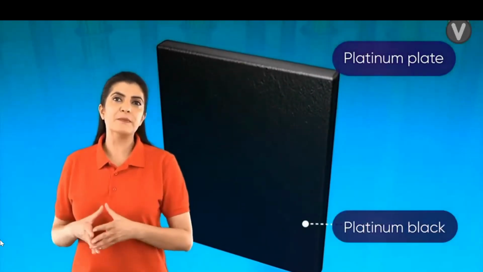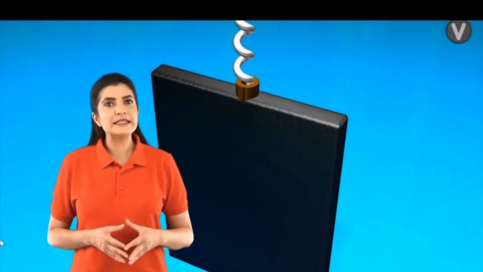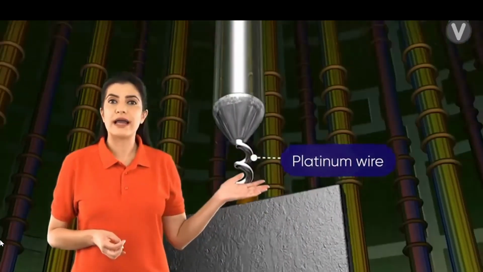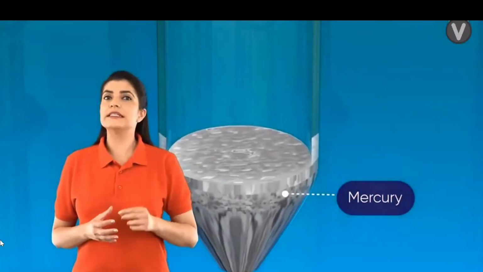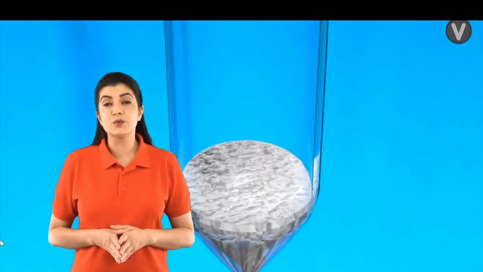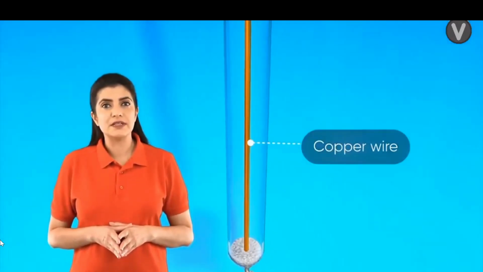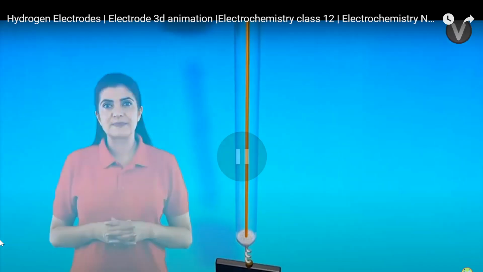Coated with platinum black. The platinum plate is connected to a platinum wire, which is sealed in a glass tube. A little mercury is placed inside the glass tube and a copper wire is dipped in it for external contacts. So the mercury is just to provide, because mercury is a metal and because it's a liquid, it will take the shape around the two electrodes. So it provides a connection between the copper wire and the platinum wire.